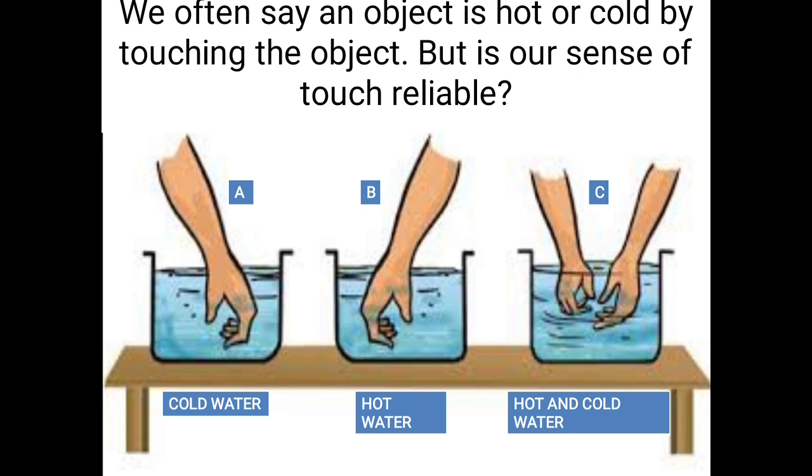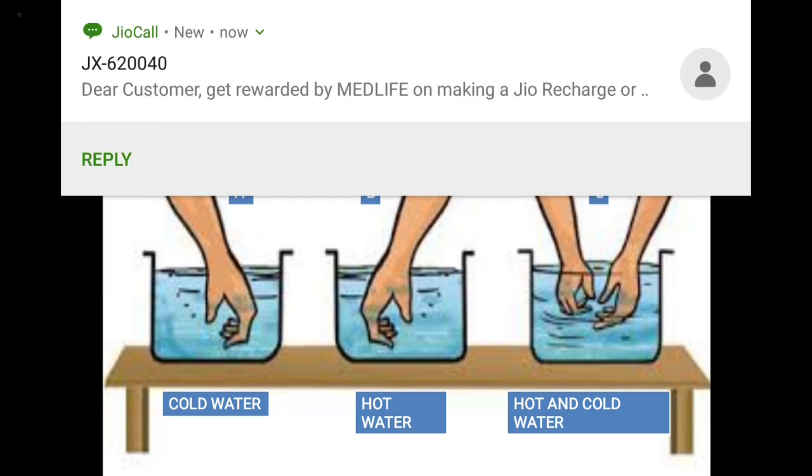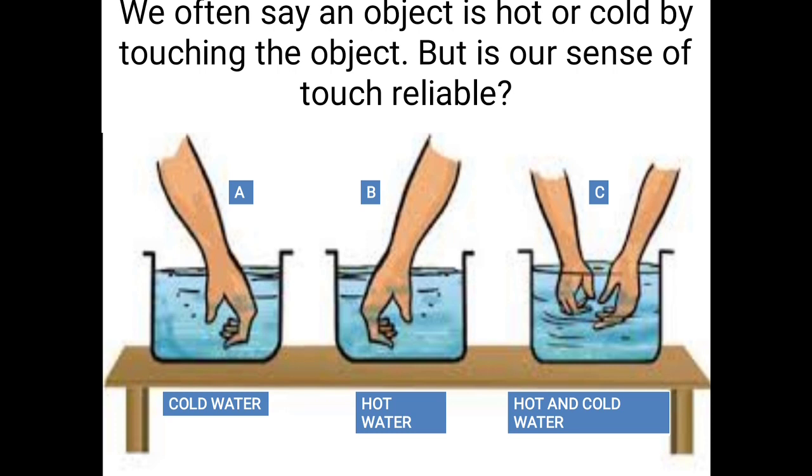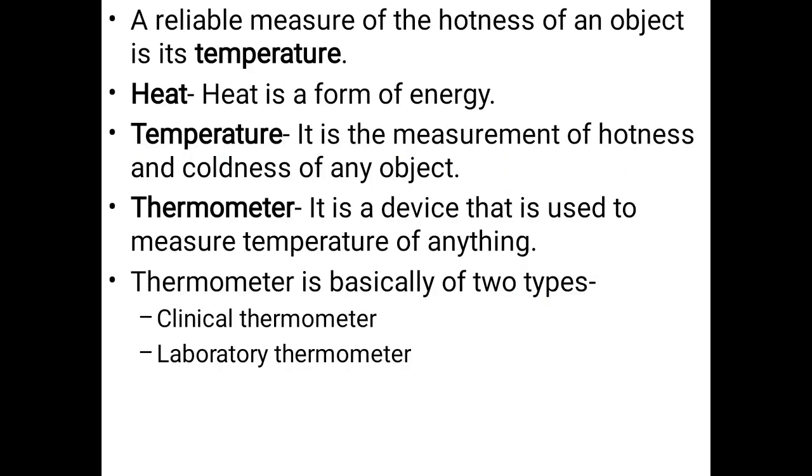So our sense of touch is not so reliable regarding this. So here we can measure this hotness or coldness by using a term, that is temperature. A reliable measure of the hotness of an object is its temperature.